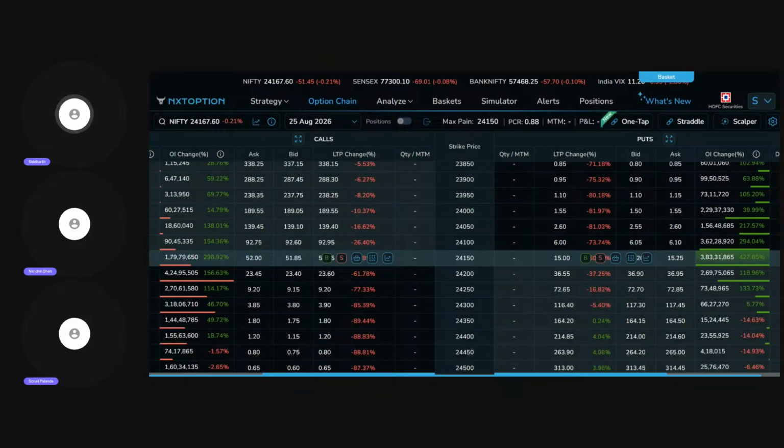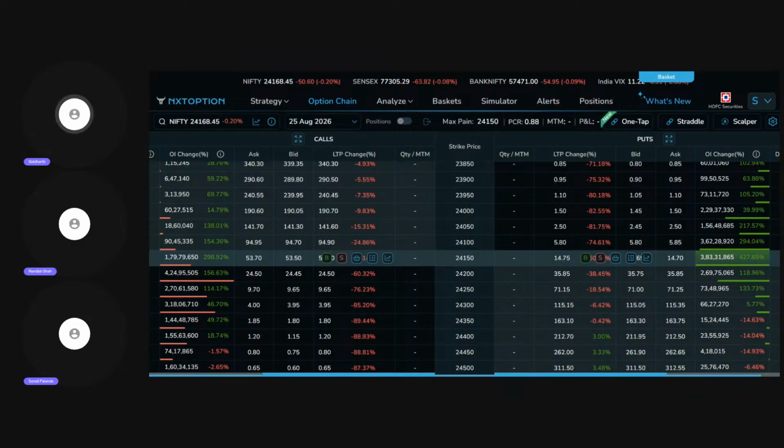So I would say the market is still range bound with a mildly bearish undertone, but the next directional move will be decided around 24,200 on the upper side, and on the downside 24,150. So these are the two important levels to watch now, 24,150 to 24,200. Let me go to the call side.